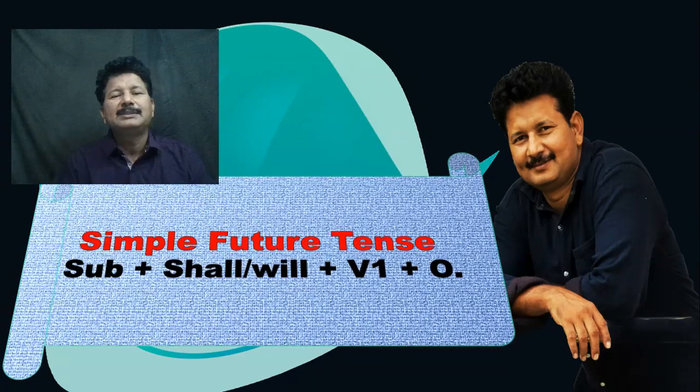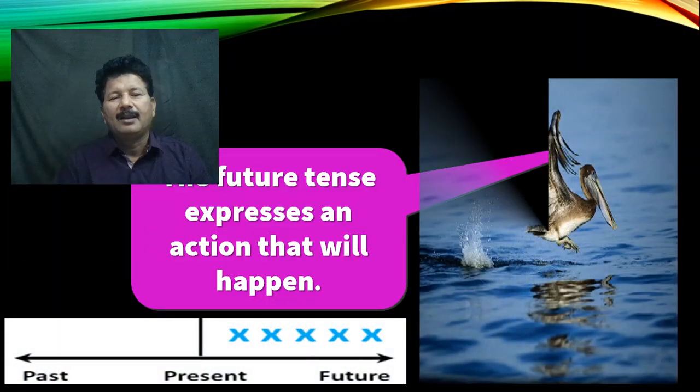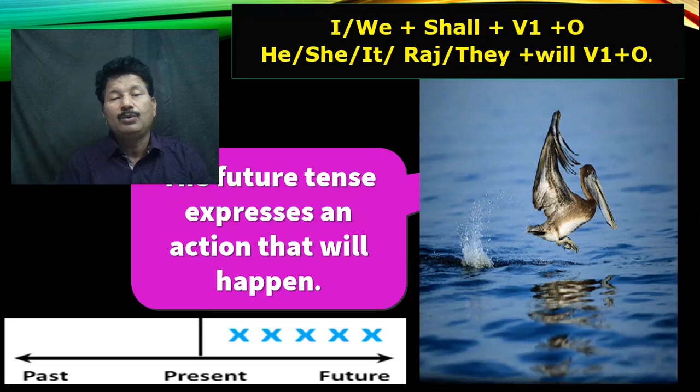Well, now we'll practice simple future, and the sentence pattern is subject plus shall or will plus V1 plus object. Right. The future tense expresses an action that will happen, right? So the sentence pattern is subject plus, like, we use shall plus V1, and for he, she, it, or Raj or they, we use will plus V1, right?